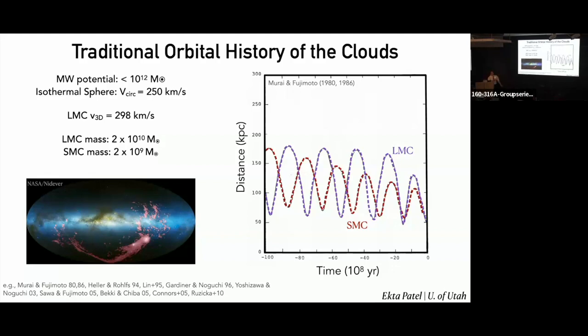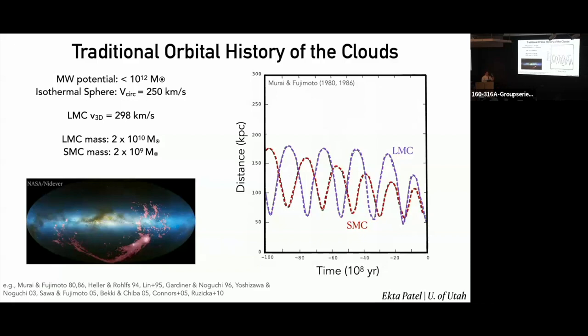So in this particular example, a Milky Way potential of just under 10 to the 12 solar masses was assumed, as well as an isothermal sphere. So there's a flat rotation curve at 250 kilometers a second. And the LMC's 3D velocity that was adopted was around 300 kilometers a second. You'll also notice, speaking of the mass of the LMC and also the SMC, that these masses are about an order of magnitude smaller than what we are now starting to adopt in our models.